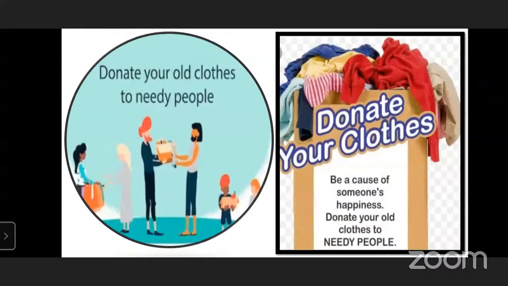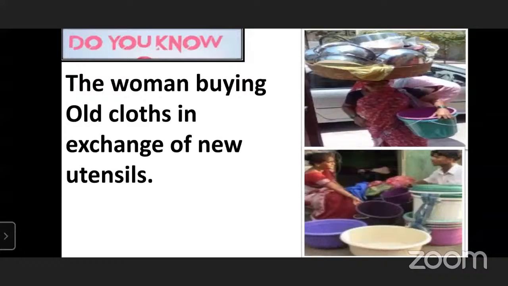Now, you can see the picture here. The woman is buying old clothes in exchange for new utensils. You must have seen your mama giving your old pants, shirts, jeans, and frocks to this person. And what do they give your mother in exchange? Utensils, new utensils.